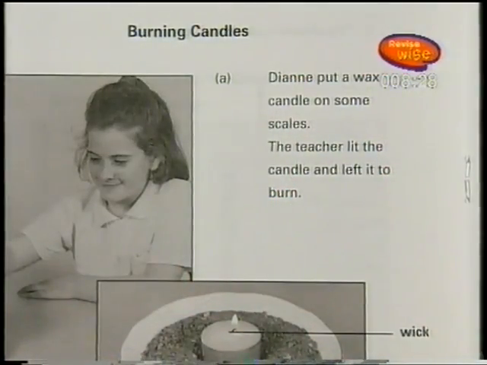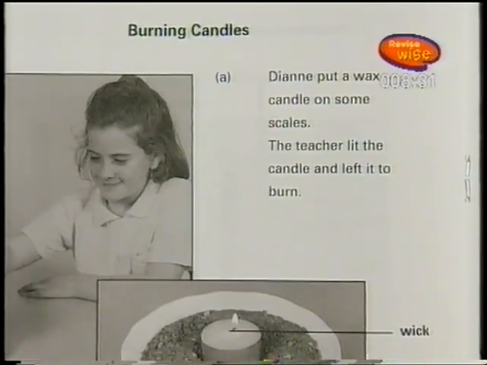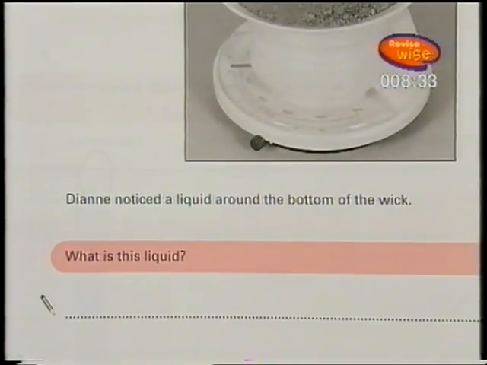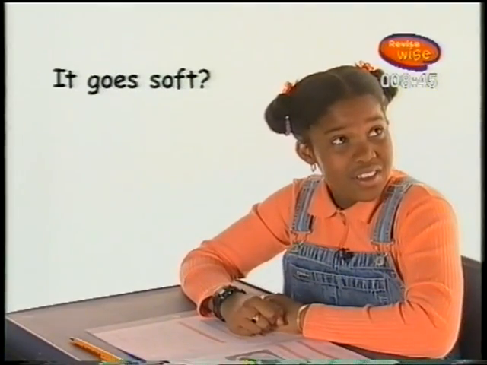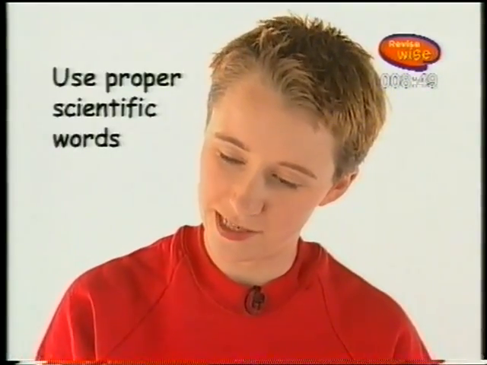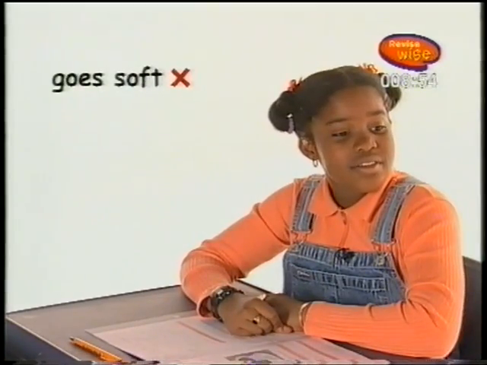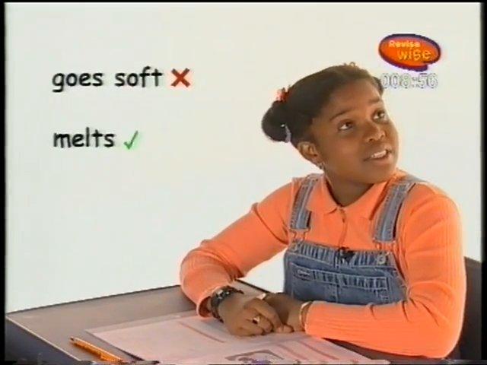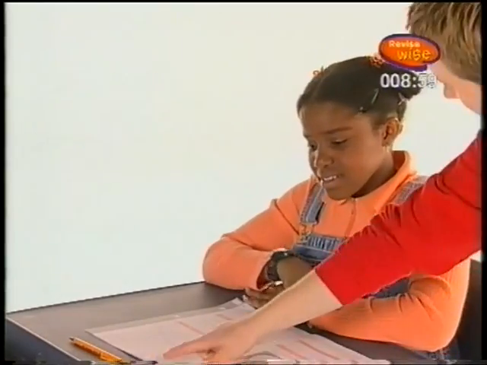Yeah, read that one. Diane put a wax candle on some scales. The teacher lit the candle and left it to burn. Diane noticed a liquid around the bottom of the wick. What is this liquid? That's easy, it's wax. Okay, and what's the name of the process when a solid turns into a liquid? It goes soft. Now that's not scientific, is it? We have to be exact and use the proper scientific words. The proper word for it goes soft is... it melts. Excellent.